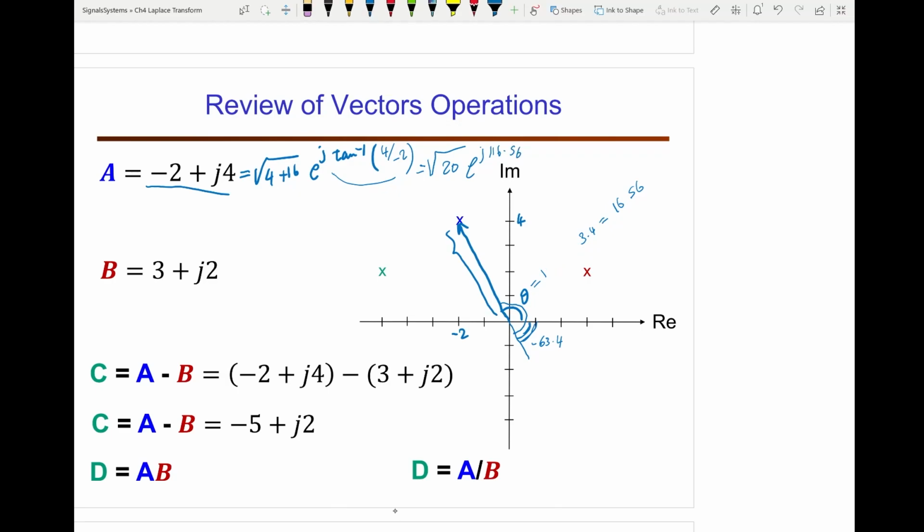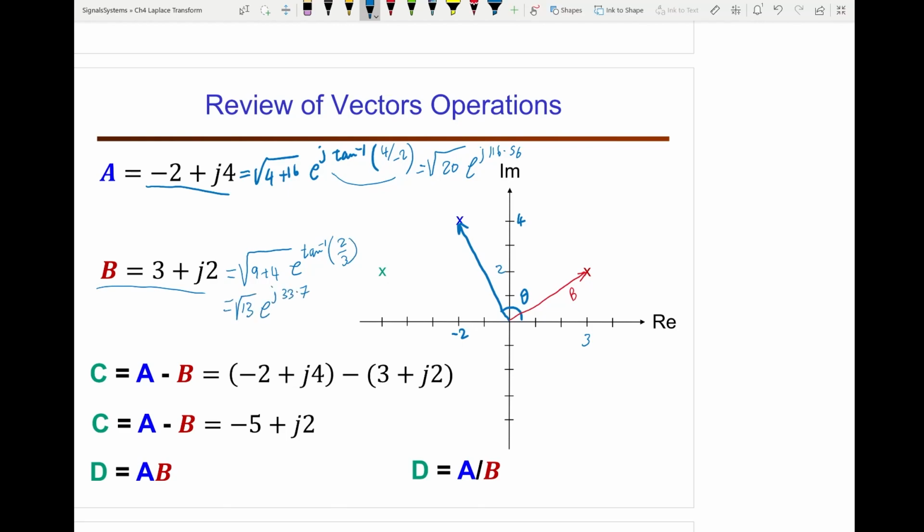Okay, let's clean up. Let's now do this vector the same way. The real part is 3, that's 3. The imaginary part is 2, this is 2. So the vector will be this one, and this is vector B. And I can express it in polar form. So that will be the square root of 9 plus 4, with the angle being tan inverse of the imaginary divided by the real. So the length here is the square root of 13, and the angle here is 33.7 degrees.